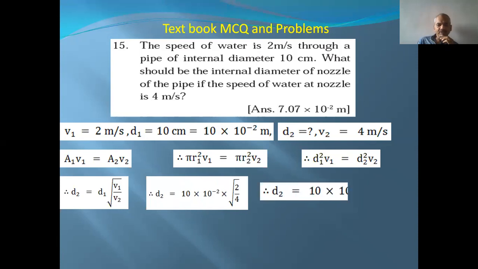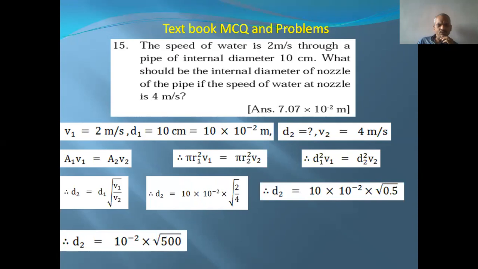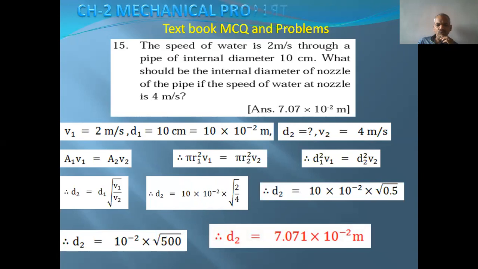And if we multiply this 10 with 0.5, you get root of 50 into 10 raised to minus 2, and root of 50 is 7.071 into 10 raised to minus 2 meter. Here we get the diameter of the nozzle as 7.071 into 10 raised to minus 2 meter.